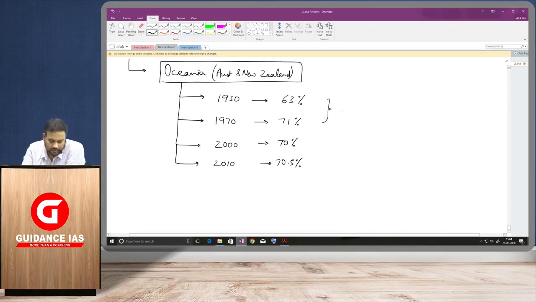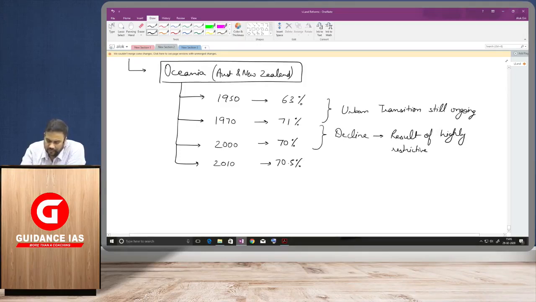So here, during this period, urban transition still ongoing. But what explains the decline here? Can I say this decline is a result of the highly restricted white population policy, the migration policy of Australia? It is a result of a highly restrictive, white-population-oriented migration policy.